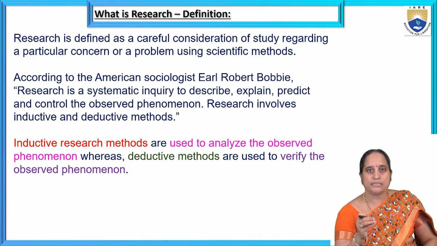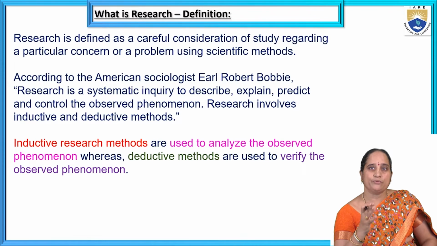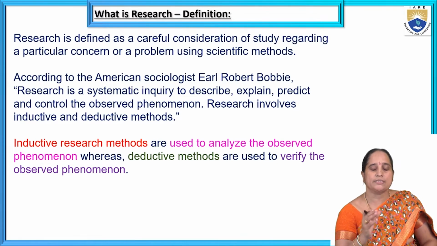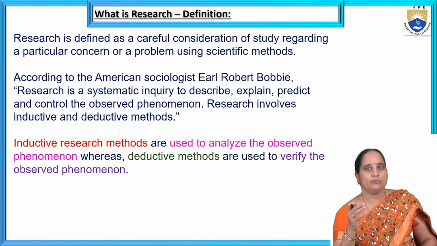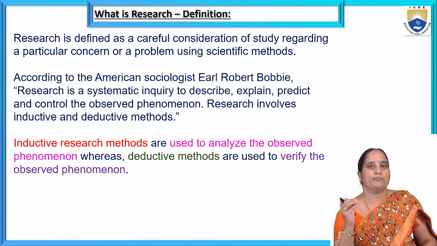But coming to research, people always think about the scientific way. They need evidence. Whatever research we are doing today is based on scientific methods. We adopt systematic procedures and systematic criteria in carrying out a research process. According to the American sociologist Earl Robert Babbie, research is a systematic inquiry to describe, explain, predict, and control the observed phenomena. So it involves inductive and deductive methods.